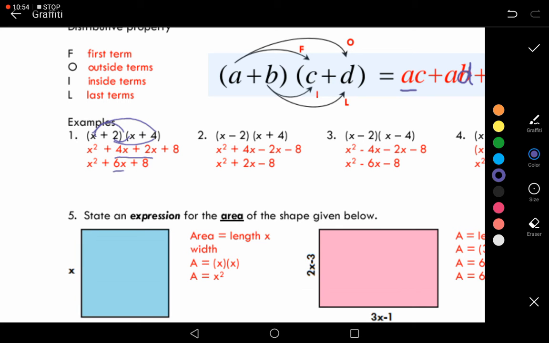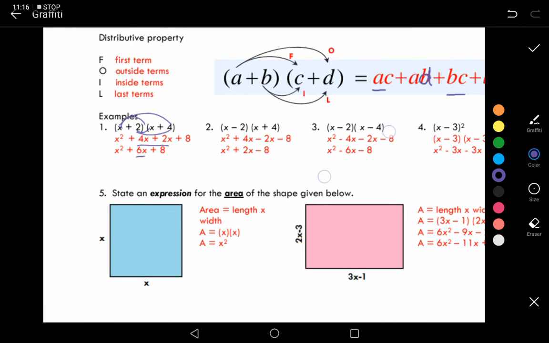Okay, so this next one will be the same thing. X times x is x squared. X times 4 is 4x. Negative 2 times x is negative 2x. And negative 2 times 4 is negative 8. Again, after we've FOILed, we need to collect our like terms. We have 4x minus 2x, which gives us that final 2x. Okay, I'm looking at the third example now.